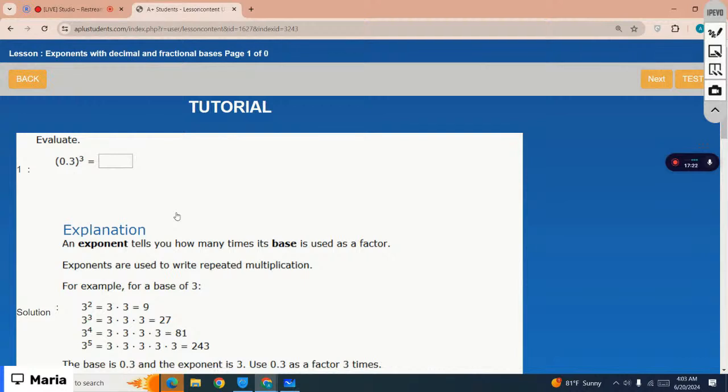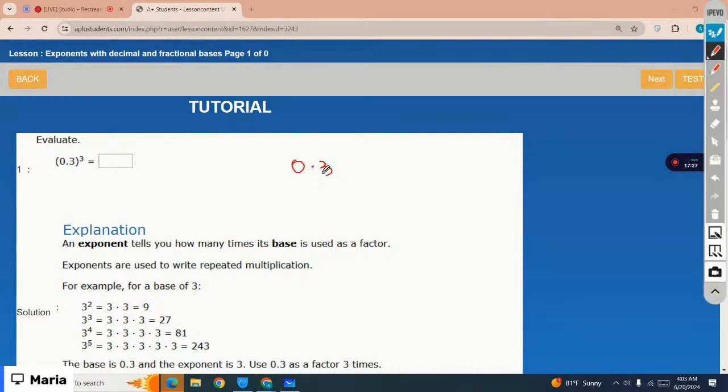So let's understand the concept first, right? Here 0.3 is the base and this 3 is the exponent, right? An exponent tells you how many times its base is used as a factor. So basically, the exponent tells you how many times you're going to multiply the base. For example, here the exponent is 3. That means you need to multiply 0.3 3 times. The correct option is 0.3 times 0.3 times 0.3.